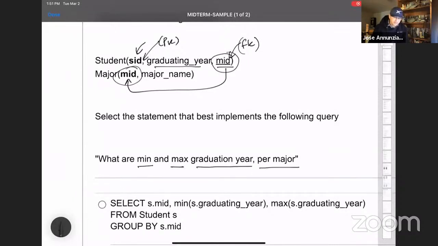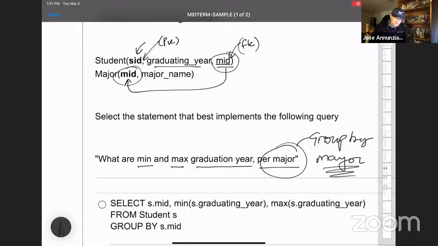Okay. So anyway, with that been said, the question is, what are the min and max graduation year, right, per major? The per major should give you a clue that we want to group by major, right? Somewhere in there, something about major. Major, the J, sorry. English is not my first language. But we can group by major, presumably this primary key, or maybe this foreign key over here, right?